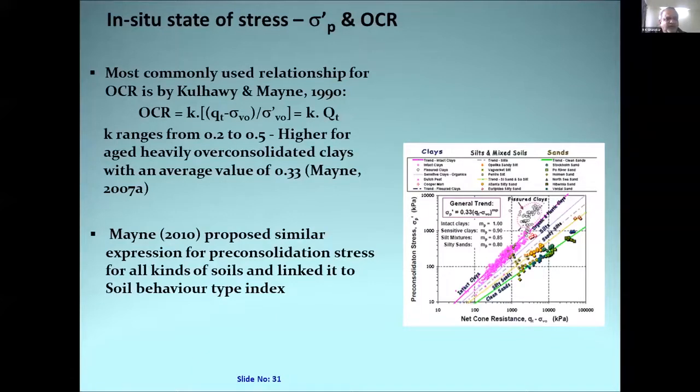Now, the most commonly used relationship for over-consolidation ratio is by Kulhawy and Mayne, in which OCR is a linear function of normalized cone resistance. The factor k ranges from 0.2 to 0.5 and higher for aged heavily over-consolidated clays. The average value of 0.33 is generally applied for preliminary estimations. Mayne also proposed a similar expression for pre-consolidation stress for all kinds of soils and linked it to the soil behavior type index Ic, as shown in the right side picture.